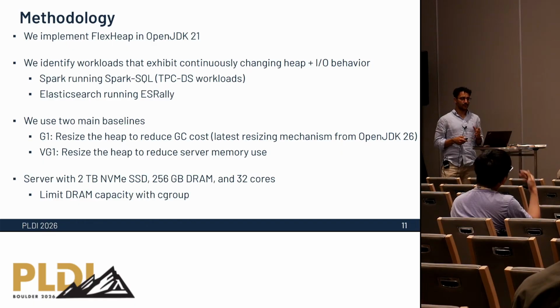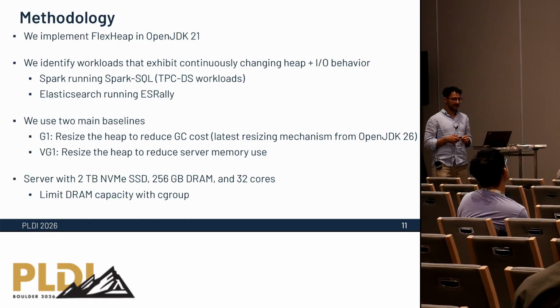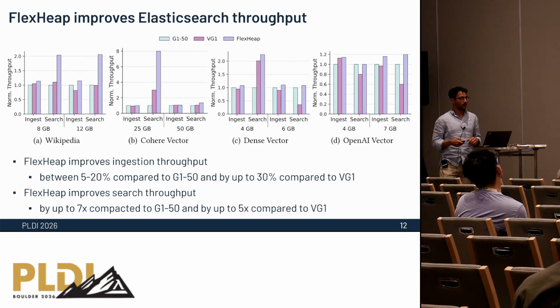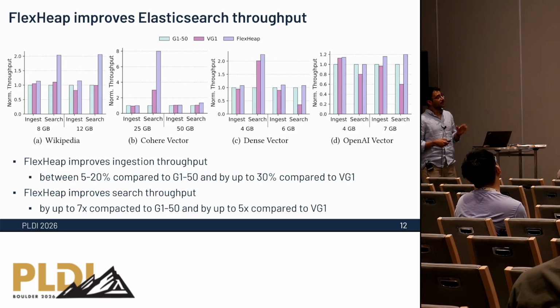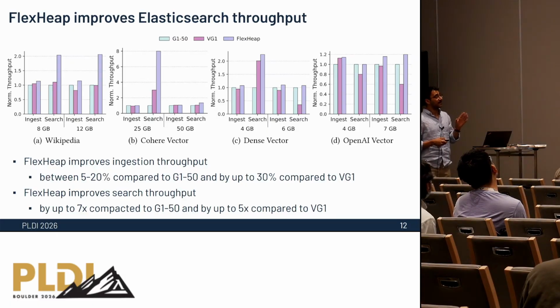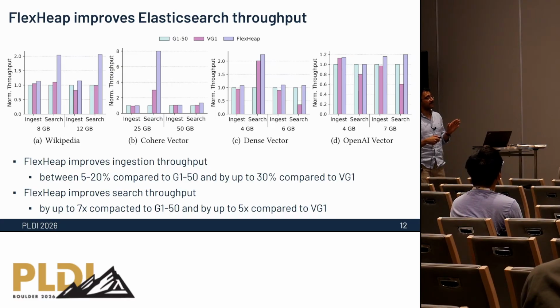We use a server with a 2 terabyte NVMe SSD, 256 gigabytes of DRAM, and 32 cores, and we limit DRAM capacity with cgroups. Here, we show the potential of FlexHeap to improve Elasticsearch throughput. We have the normalized throughput based on the G1 resizing policy, for which we use the Elasticsearch guidelines that say to use 50% of the DRAM budget for the heap and the rest for the I/O cache. We use VG1, and we show FlexHeap in the third column.